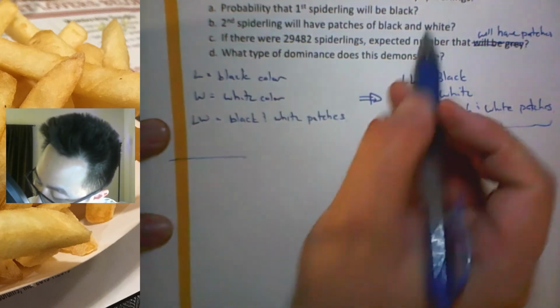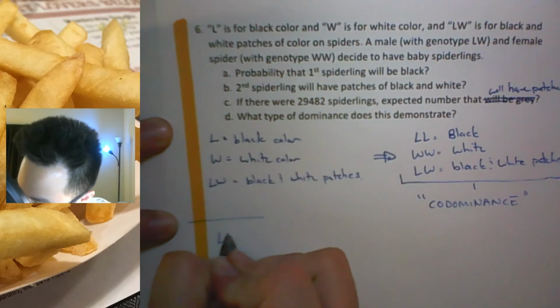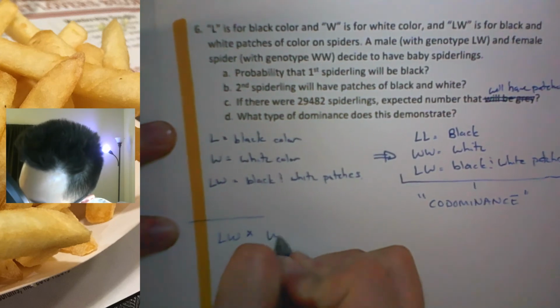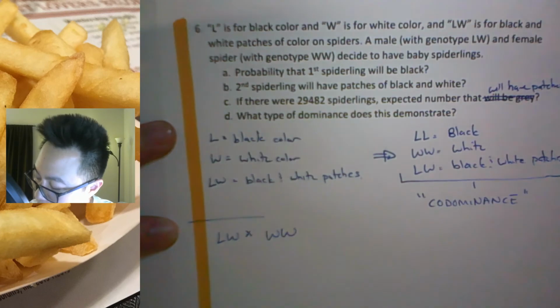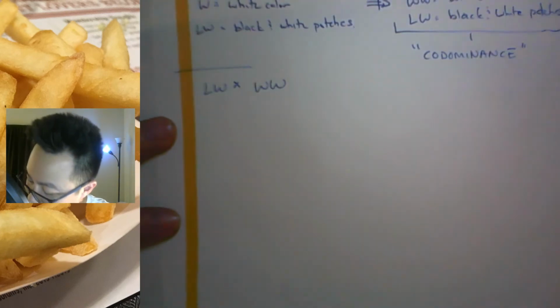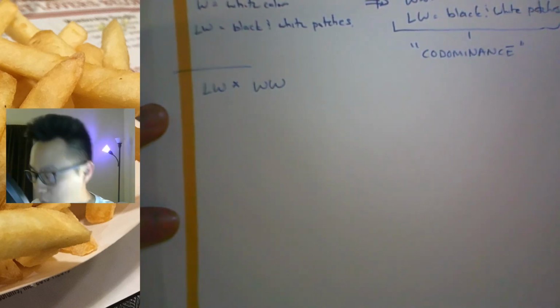So we have here a male spider with the genotype LW that is going to mate with a female spider, big W, and they decide to have many spiderlings. So I want to know the probability of the first and the second, and so on and so forth. To do that, I need a Punnett Square. But first, I need to determine what type of gametes they're going to produce.